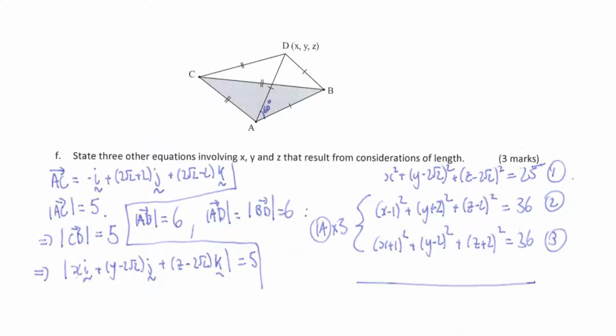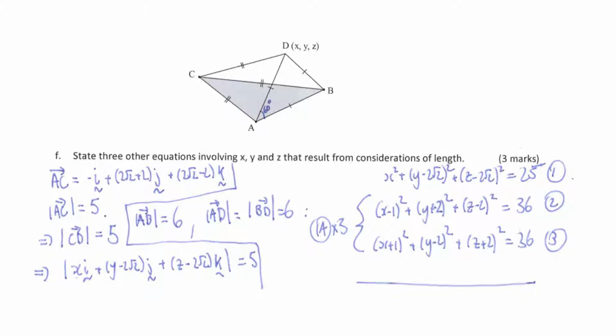Okay, part F. State 3 other equations involving x, y, and z that result from considerations of length. Bit of a hint. Okay, so what we want to do is talk about CD. So CD would be D minus C. So the equations that you get. But what will be the length of CD? Of course, it'll be equivalent to the length of AC, which is equivalent to the length of CB. So let's just focus on AC. So there would be the expression for AC. OC minus OA gives you that expression.